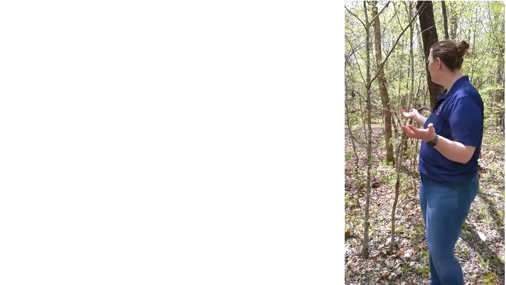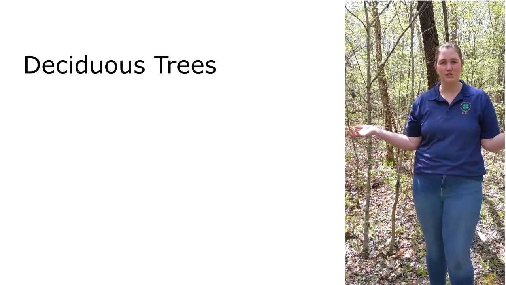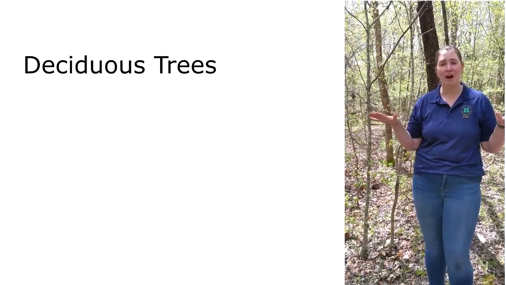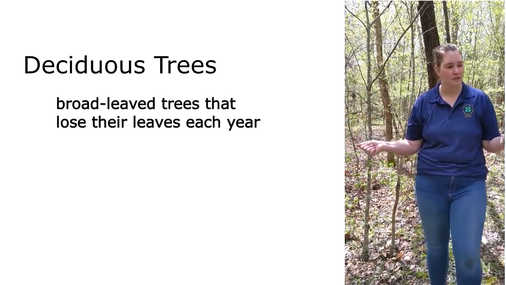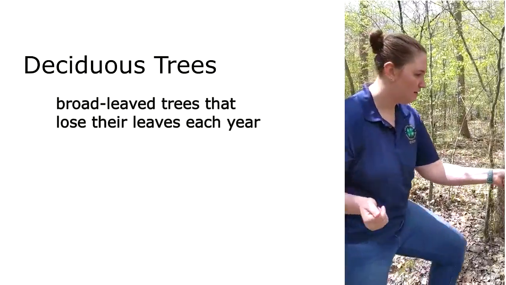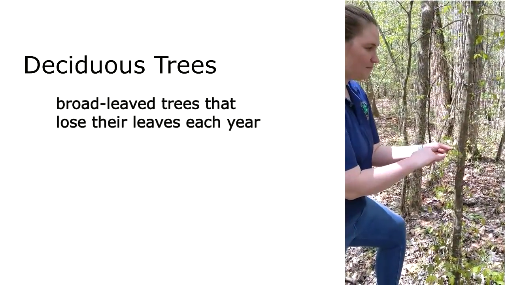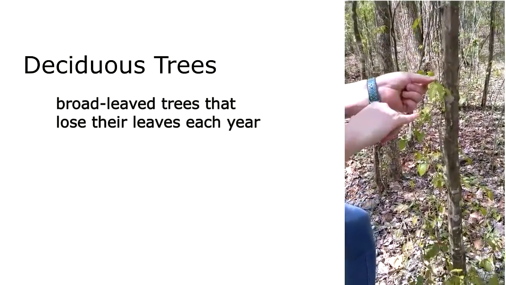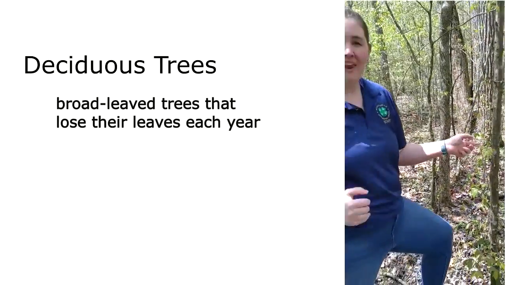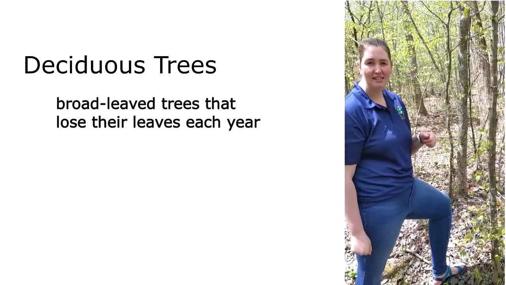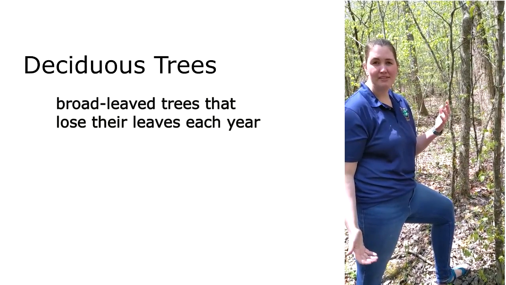Do you notice anything about all of these trees behind me? They're all deciduous trees. That means they've got big, broad leaves that they lose depending on the seasons. If we look over here, this is what I mean when I say a broad leaf. So it has a big, wide, oval-shaped leaf that helps this tree photosynthesize in the sunnier months.